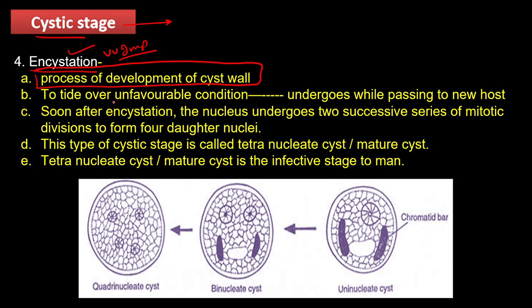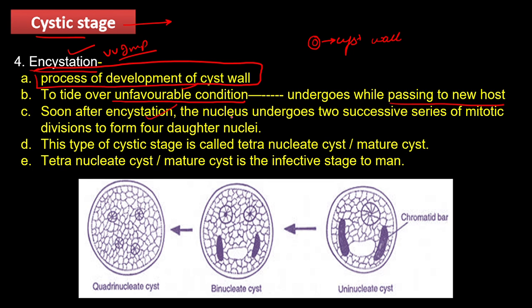Now why are we supposed to do that? We have already studied that it is to tide over the unfavorable condition. When we talk about Entamoeba histolytica, what is the unfavorable condition for them? Until it is passed to a new host, it is in an unfavorable condition. That means as long as it is not inside the host's body, while it is living outside, it is an unfavorable condition for it. So when it is outside the host body, it grows a wall around itself that we call the cyst wall, right?